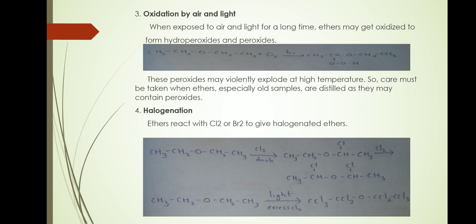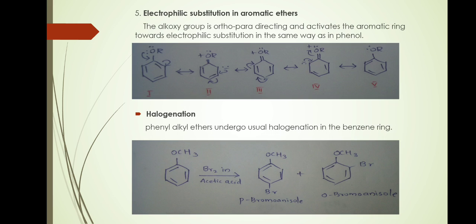The distillation may be done after treating with FeSO4 or an aqueous solution of KI, which will reduce the ether peroxide. In halogenation, ether reacts with Cl2 or Br2 to give halogenated ethers, like ethoxyethane, which when reacted with chlorine gives chlorinated ethers. And when we consider electrophilic substitution in aromatic ethers, the alkoxy group is ortho-para directing and activates the aromatic ring towards electrophilic substitution in the same way as in phenol.